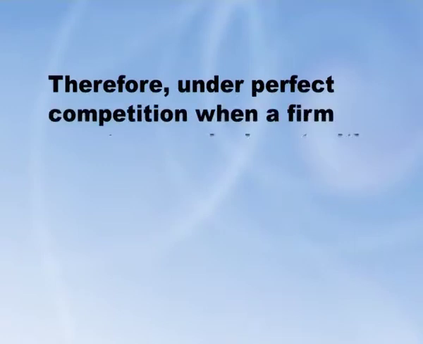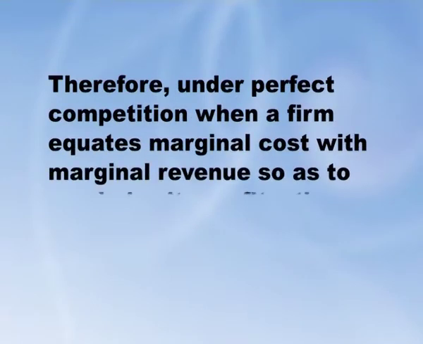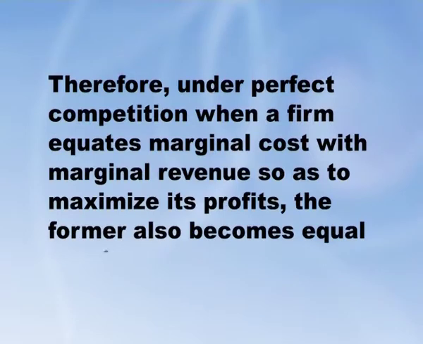Since under perfect competition, an individual firm cannot influence the price of its product and takes price as given and constant, the demand or the average revenue curve is a horizontal straight line and marginal revenue MR is equal to average revenue AR or price. Therefore, under perfect competition, when a firm equates marginal cost with marginal revenue so as to maximize its profits, the former also becomes equal to price.